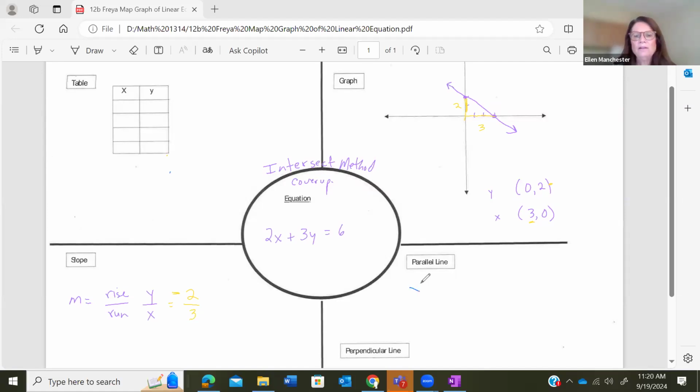All right, parallel line. Equation of a parallel line. Remember, the slope is the same. So our slope is negative 2/3, so it's going to be negative 2/3 x, and then whatever b you want. And then perpendicular, do the old flip and switch. So turn it over, switch the sign. So it was negative, now it's positive.